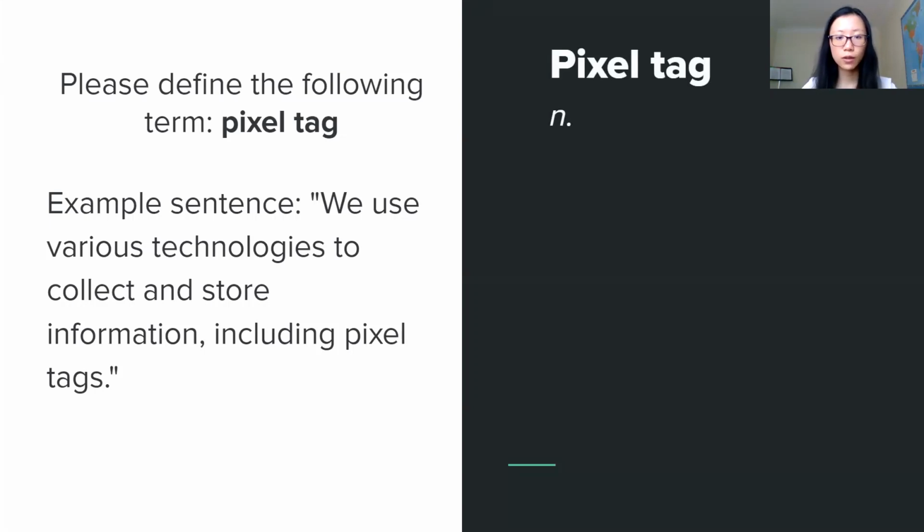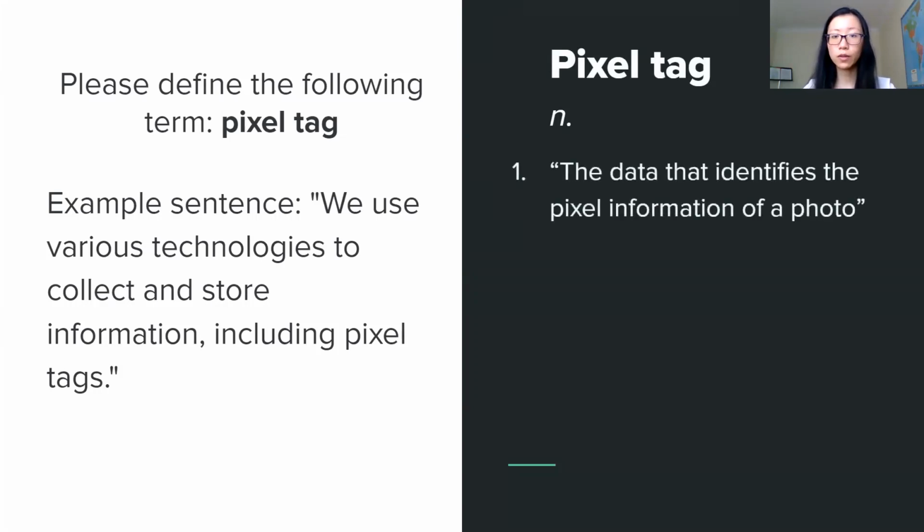Some people went, pixel tag, that's formed of two words, pixel and tag. Tag might mean something about identification. Pixels have something to do with pictures. So one respondent said that pixel tags were the data that identifies the pixel information of the photo, which is incorrect.